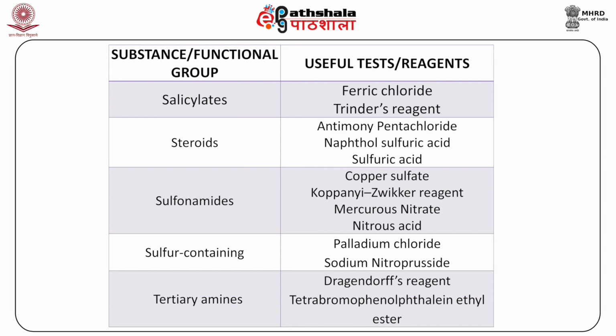For salicylates, it is ferric chloride, Trinder's reagent. Next is the steroids, antimony pentachloride, naphthol sulfuric acid and sulfuric acid are used. In case of sulfonamides, copper sulfate, Koppanyi-Zwikker reagent and mercurous nitrate or nitrous acid are used. For sulfur-containing compounds, palladium chloride, sodium nitroprusside is used. And in case of tertiary amines, Dragendorff's reagent, tetrabromophenolphthalein ethyl ester is used.